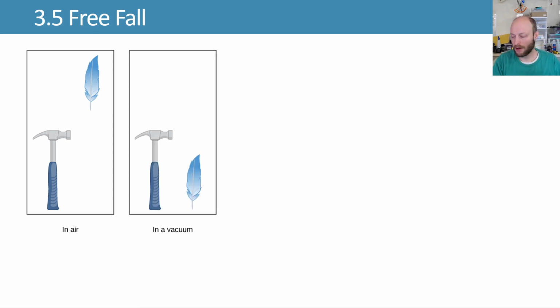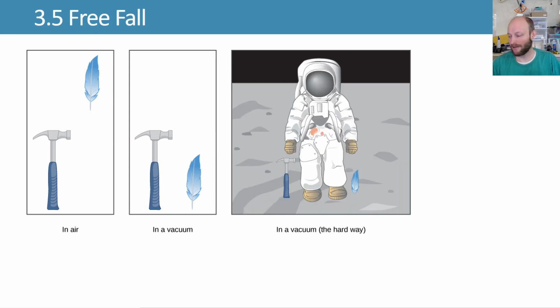But if you take away the air so that there's no pesky air getting in the way, slowing you down, and you just drop things in a vacuum, they're going to fall at the same rate. For example, on the moon, there's no atmosphere, there's no aerodynamic drag, so dropping a bowling ball and a feather at the same time, they will fall at the same rate.